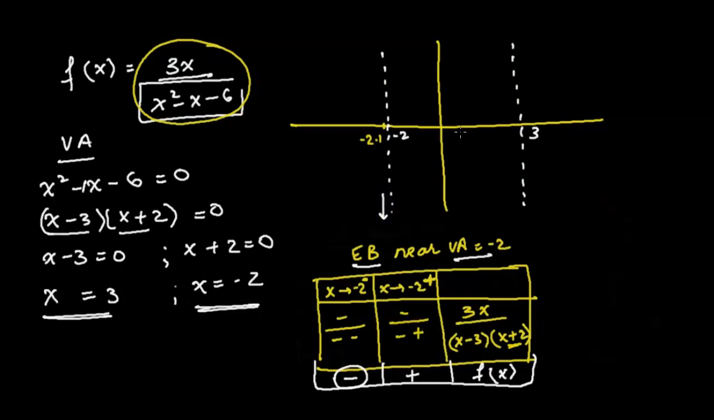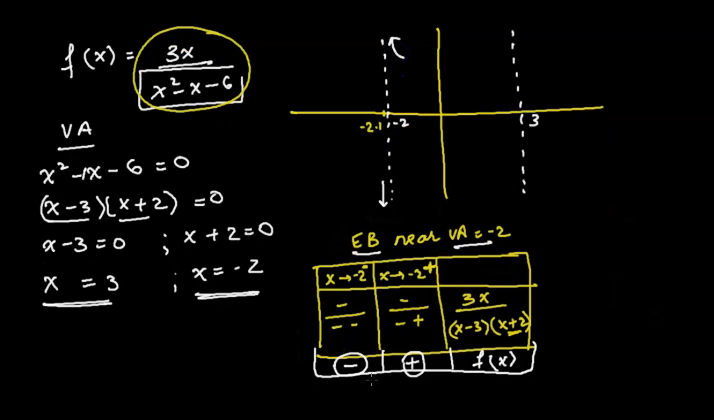When we are approaching -2 from the right side, and since it gives us a positive value, that means as we approach this vertical asymptote, we're going upwards. In terms of end behavior, always remember the value of the function shows us if it is going to negative infinity or positive infinity. So negative means we are approaching negative infinity. Positive means we are approaching positive infinity.